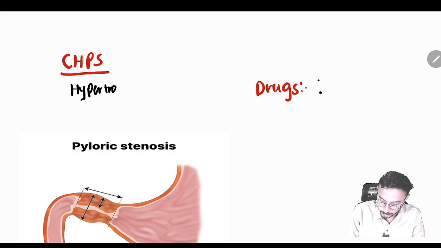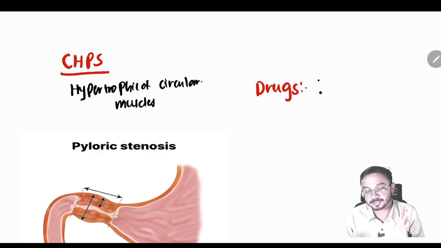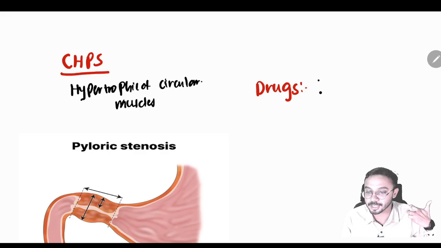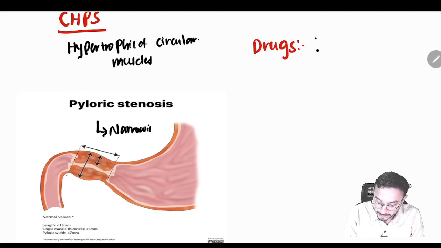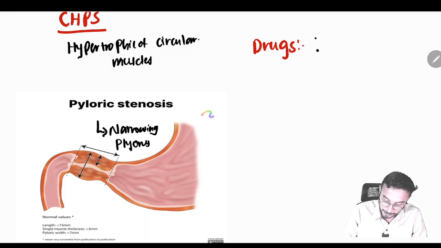Hypertrophic of circular muscles. Whenever this hypertrophy occurs in the circular muscles of the pyloric part of the stomach, that leads to narrowing of the pylorus. Whenever there is a narrowing of the pylorus, the mother gives the feed and the baby starts vomiting.